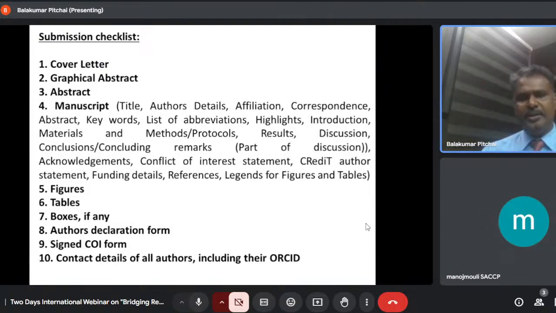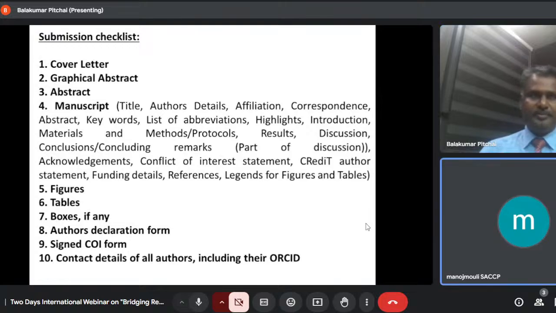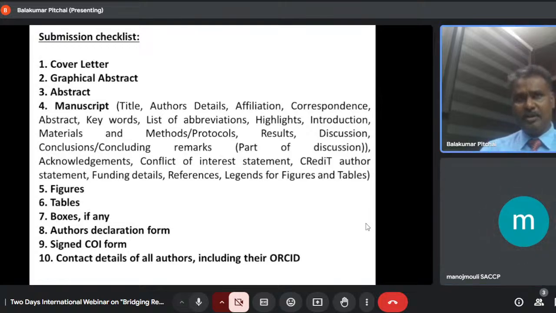Then you follow the IMRAD: introduction, materials and methods, results and discussion, and the conclusion is part of the discussion. Then acknowledgement, if you want to acknowledge someone who has helped your study. Then a conflict of interest statement; any financial conflict, just state it. Then the CRediT author statement, CRediT being the Contributor Roles Taxonomy: what are the contributions of every author? Then funding details, whether your work is funded or not. Even if it is not funded, you write down: this paper has not received funding from any funding agencies.